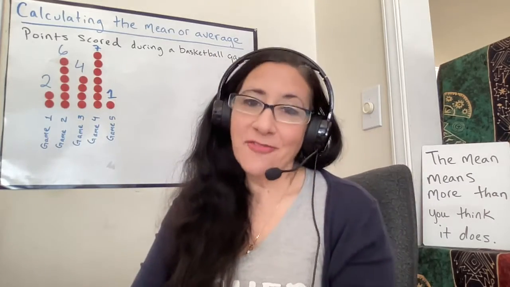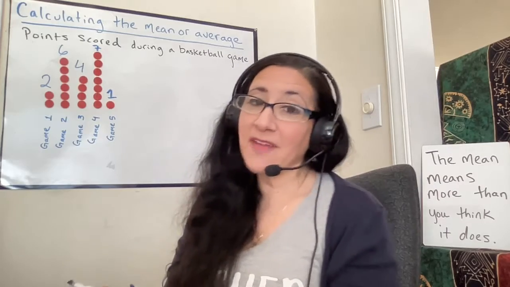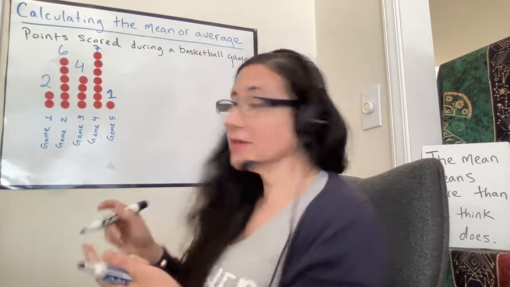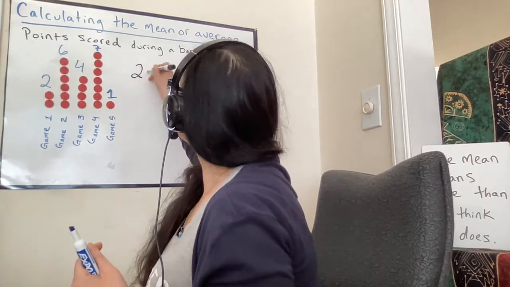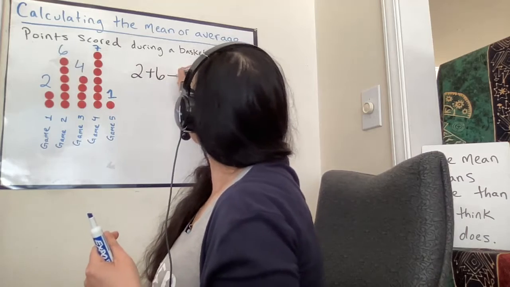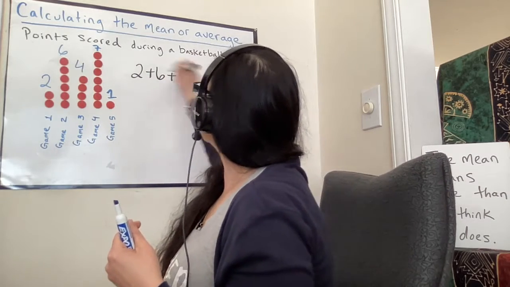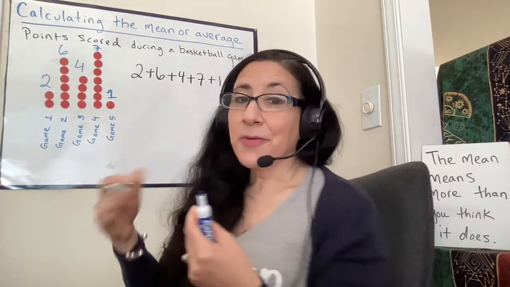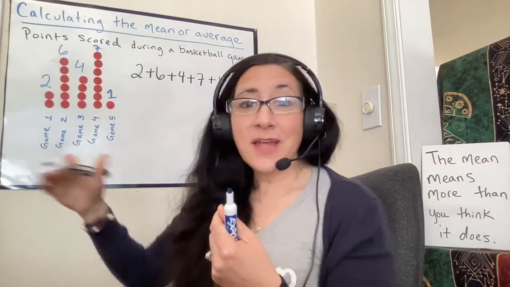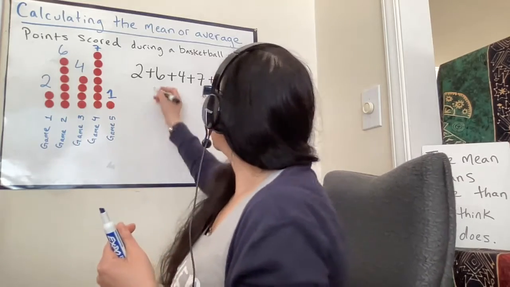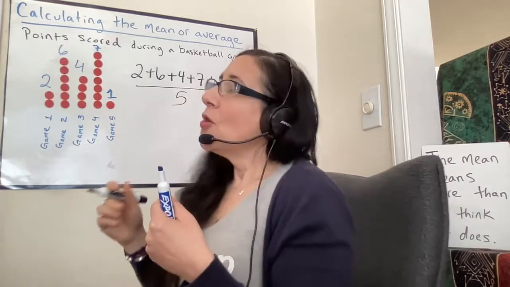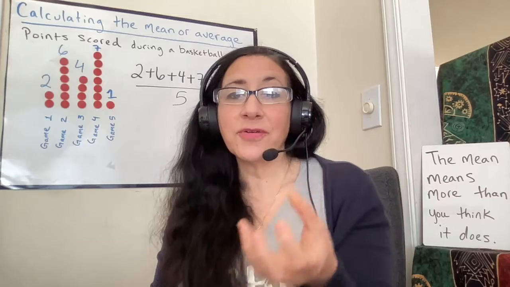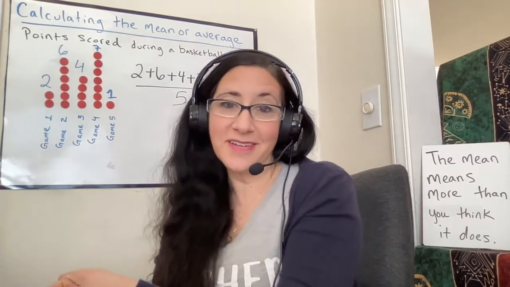In order to find the average of a data set, the first thing we have to do is add up all the points that this person scored during this 5-game period, okay? So I'm going to add 2 plus 6 plus 4 plus 7 plus 1, okay? Now I want to divide that total by the number of games that this represents, which is 5, okay? And what we want to remember is what's happening when we divide. When we divide, we're creating equal groups, okay?